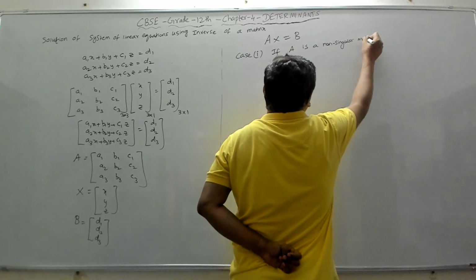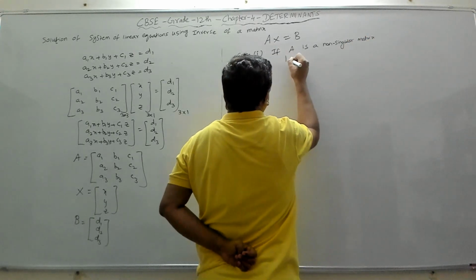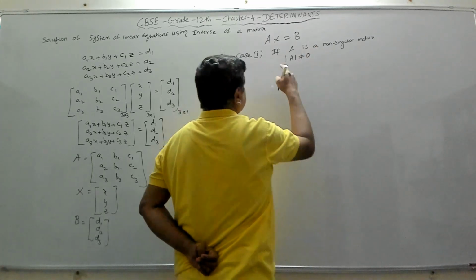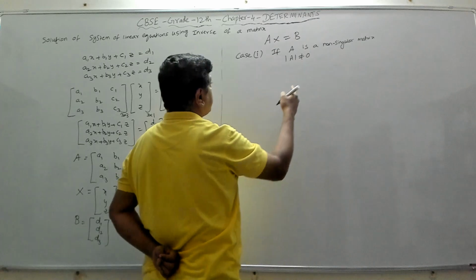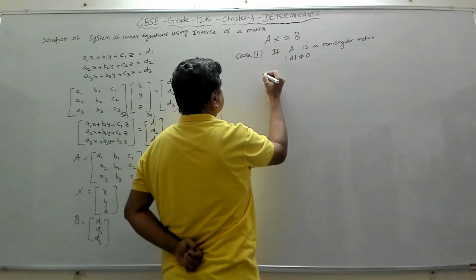What is the meaning of non-singular matrix? Determinant of A is not equal to 0. That is the meaning of this. A is a non-singular matrix means determinant of A is not equal to 0. If determinant of A is not equal to 0, then we can find A inverse. Then A inverse exists.